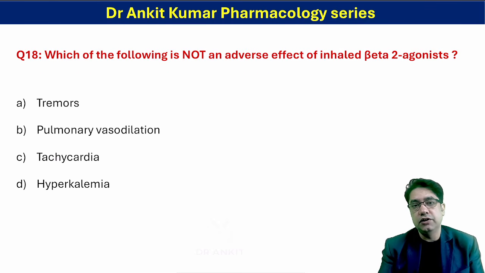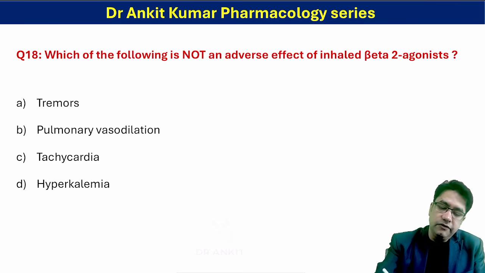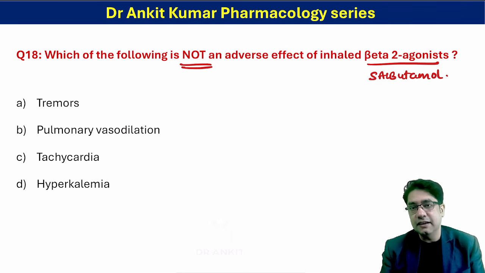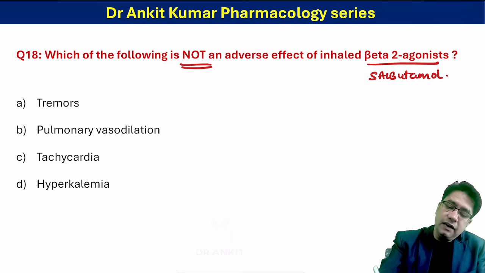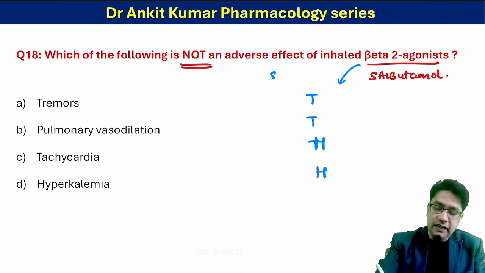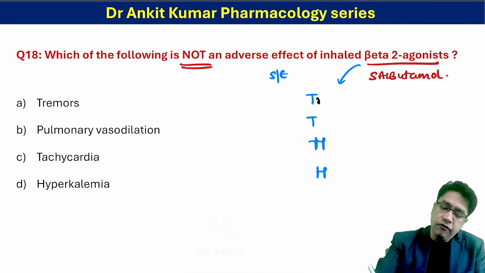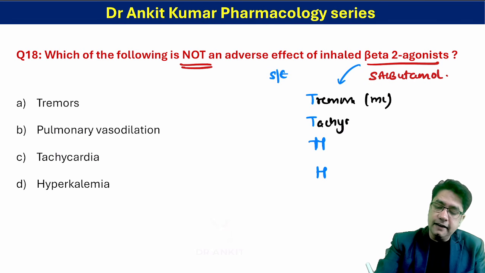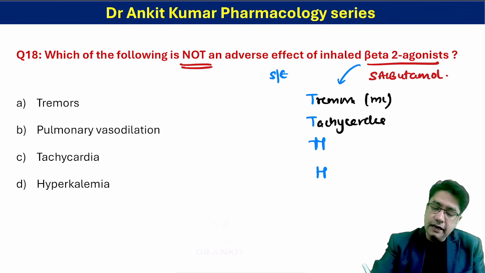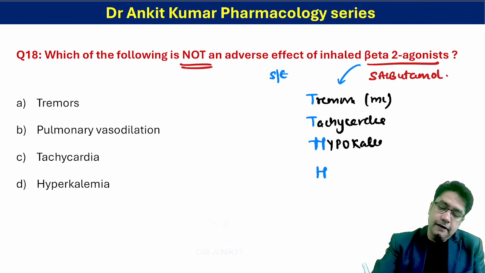Next question. Which of the following is not a side effect or adverse effect of beta 2 agonists? So if you have heard about salbutamol, drugs which are given in asthma, they are beta 2 agonists. And we have discussed that for these drugs, the side effects are 2T and 2H. T for tremors, the most common side effect. In the heart, it can lead to tachycardia, an increase in heart rate, which manifests as palpitations. It causes hypokalemia.